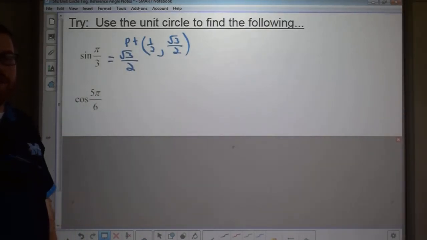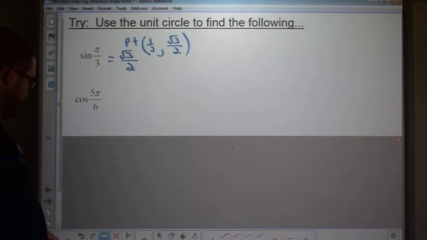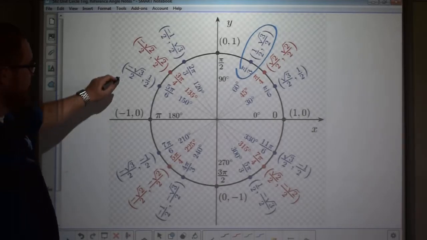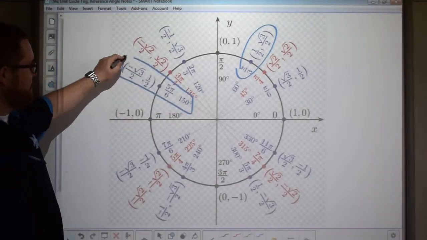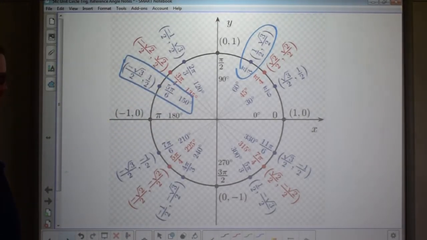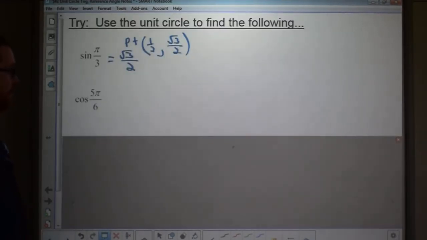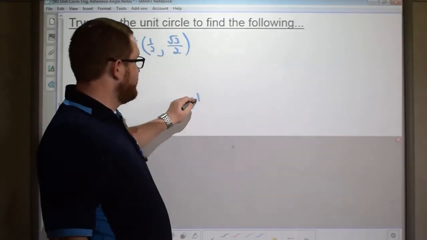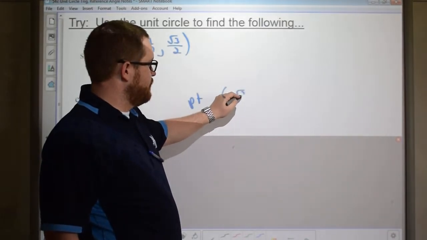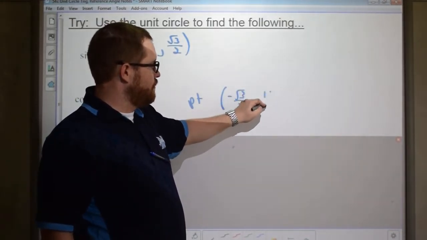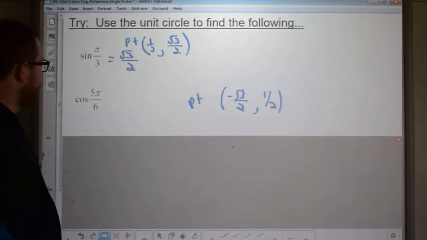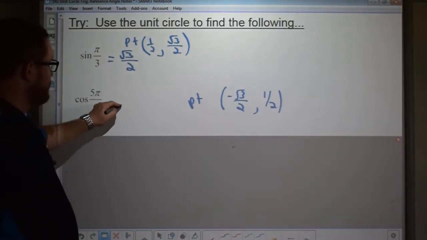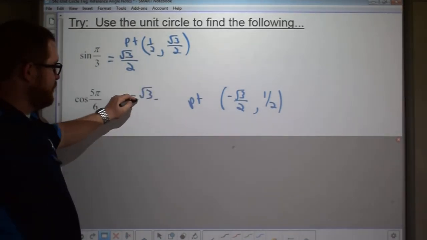Cosine of 5 pi over 6. Again, if you have the unit circle memorized, this is a very easy problem. But for today, I want to make sure you get it, so here it is. Negative square root of 3 over 2, comma 1/2. Notice that a lot of these things are very similar. So, cosine is the x value, so this one's going to be negative square root of 3 over 2.